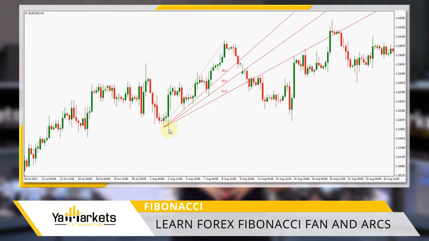The tracing trend lines of 38.2%, 50%, and 61.8% can be seen in the chart. The trend lines can then be used to find the support and resistance areas. As you can see on the chart, the prices bounce several times from the fan lines.